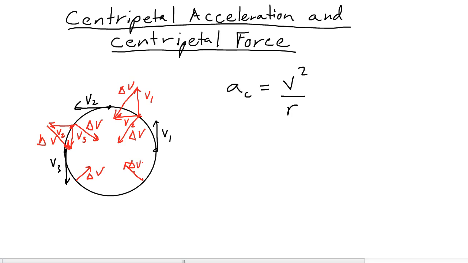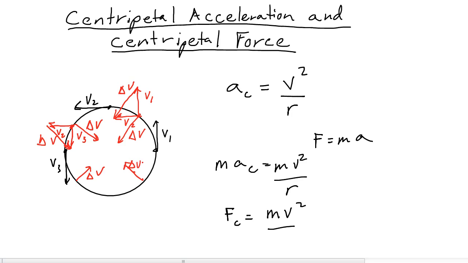Okay, this acceleration, like all accelerations, is caused by a force. And if you remember Newton's second law, force is equal to mass times acceleration. So if I were to take this centripetal acceleration and multiply it times my mass on both sides, I would see that my centripetal force is equal to m v squared over r. Okay, so these two equations here are really important for you to remember, and you're going to need to apply them in some questions in the future.